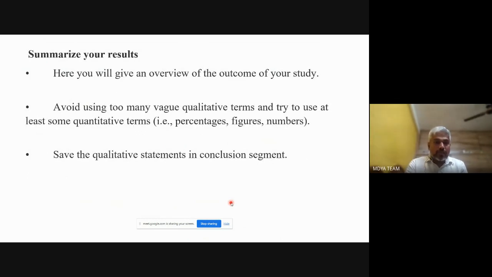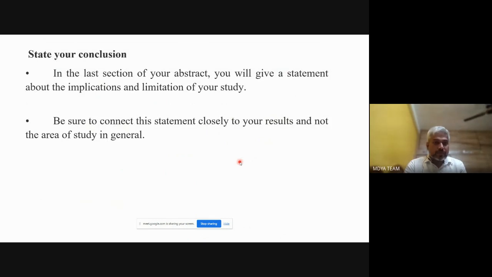Now, last is to summarize your results. Here you will give an overview of the outcome of your study. Avoid using too many vague quality terms and try to use at least some quantitative terms, that is percentages, figures, numbers. Save the qualitative statement for the conclusion segment and state your conclusion in the end.